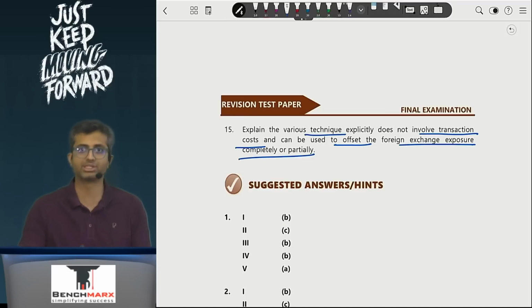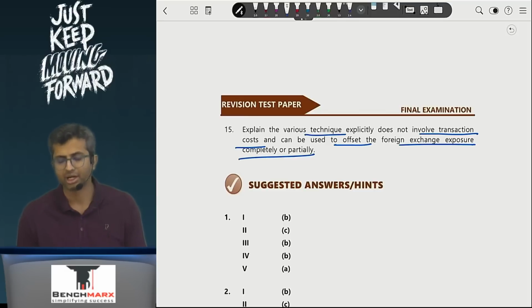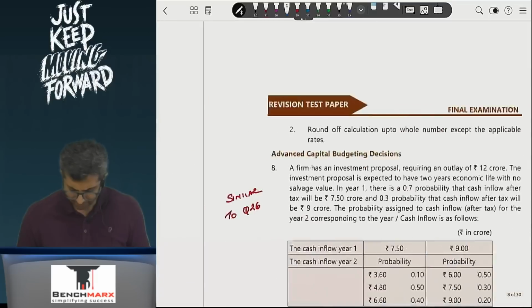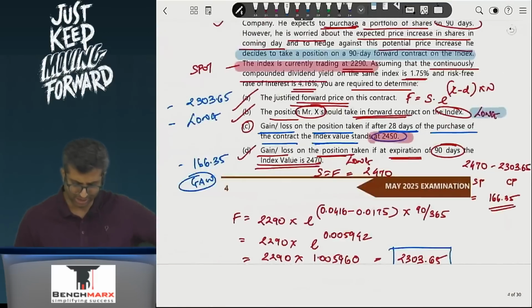Well, you can invoice in your own currency, or you can do netting, matching. All of these are various techniques that can be used for the purpose of meeting your foreign exchange risk without actually taking a forward, future, or option, where there is some transaction cost or bid and ask spread. So you can review the theory on this separately.